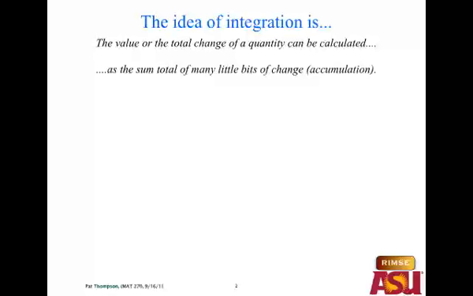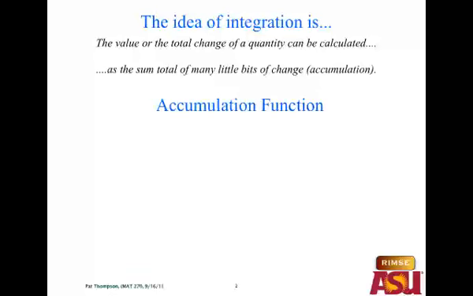And that's what we've been talking about as accumulation. Things don't accumulate in big chunks all at once, right? Things accumulate little by little. It may accumulate very fast, but even as things accumulate fast, they're still accumulating bit by bit. So the value or total change of a quantity can be calculated as the sum total of many little bits of change, and that's what we've called accumulation.